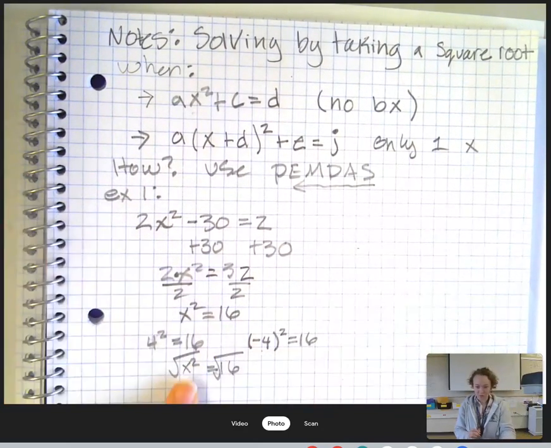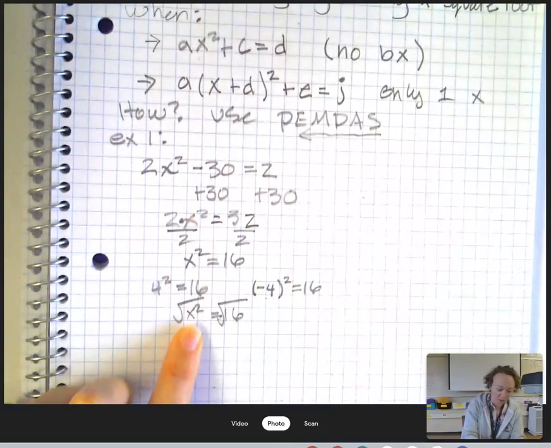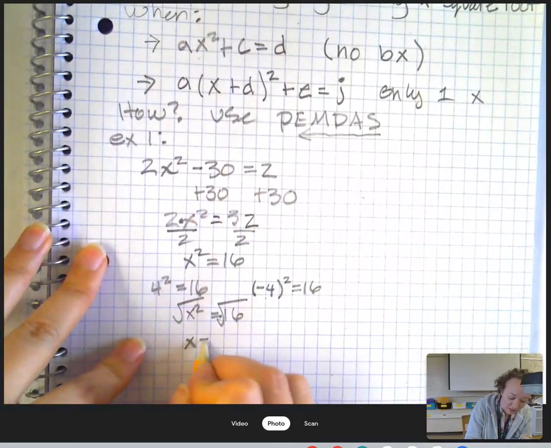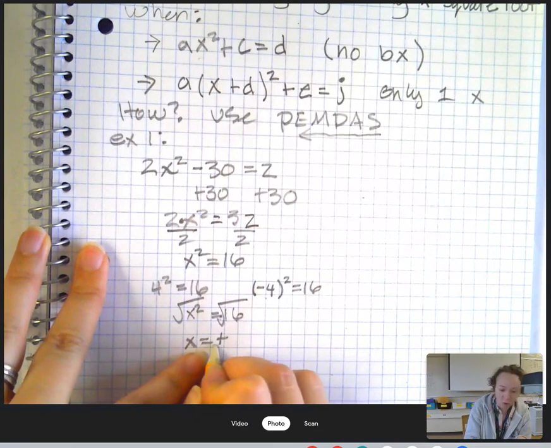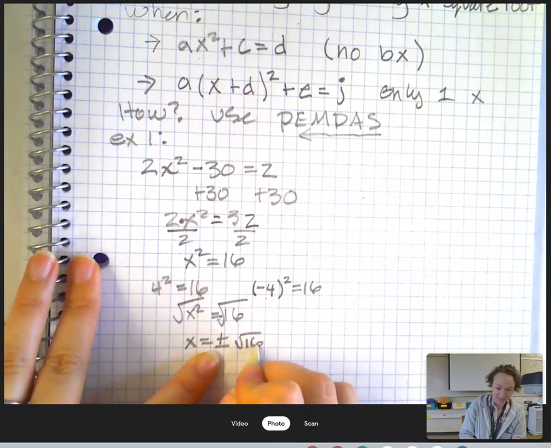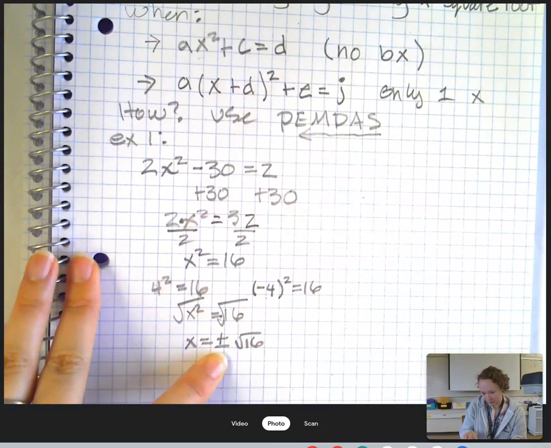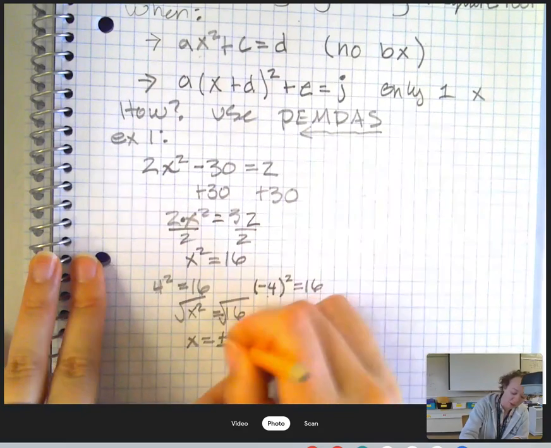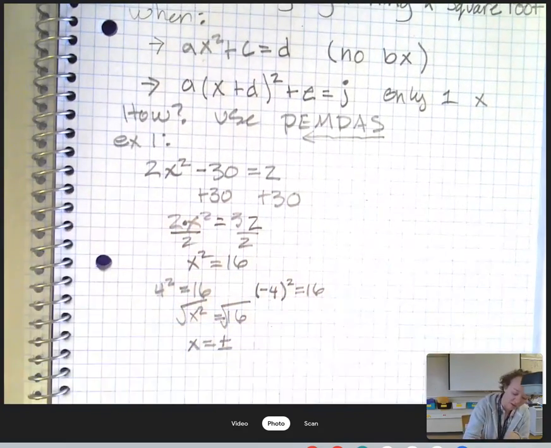You're going to take the square root of both sides. That's the way we show it. And that's going to tell us that x equals plus or minus the square root of 16. But we know what the square root of 16 is, right? So we're not actually going to write it like that. We're going to write it as 4.